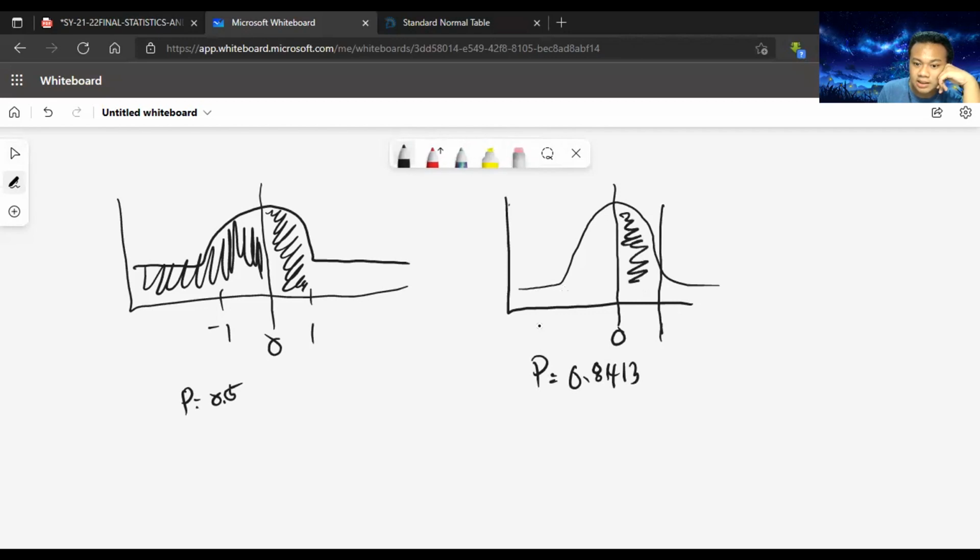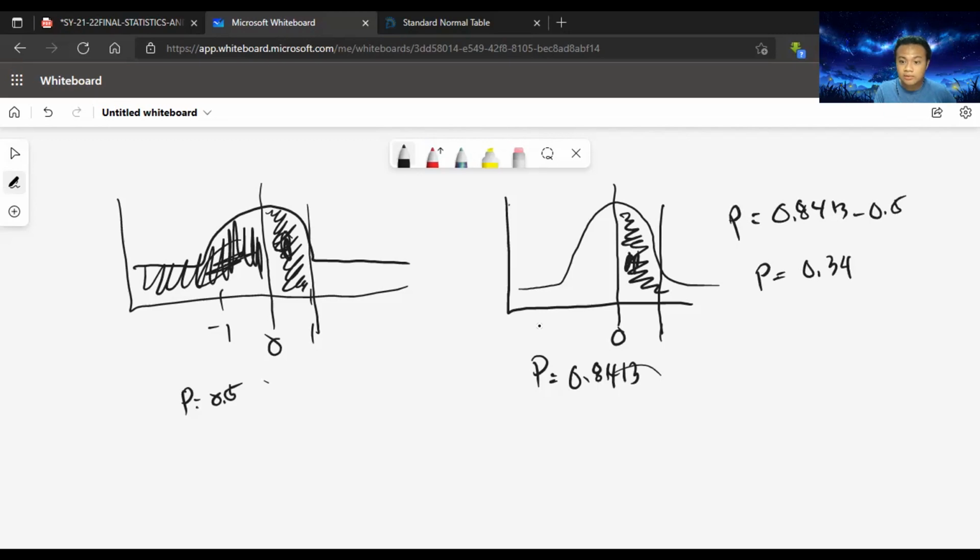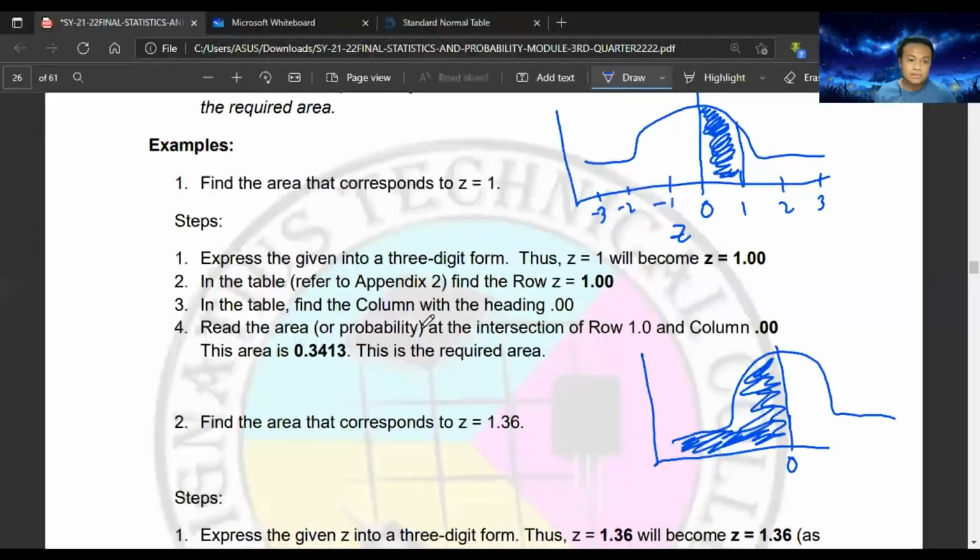To get only the area between 0 and 1, you have to subtract the area to the left of 0. If we subtract it, only this part remains. So the area is 0.8413 minus 0.5, which is equal to 0.3413. So that is the answer, 0.3413.